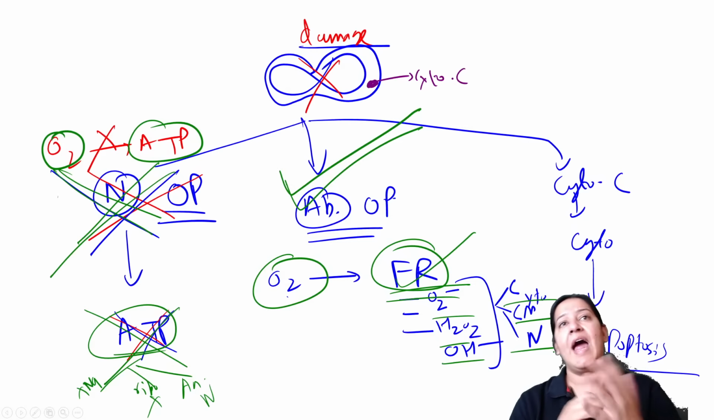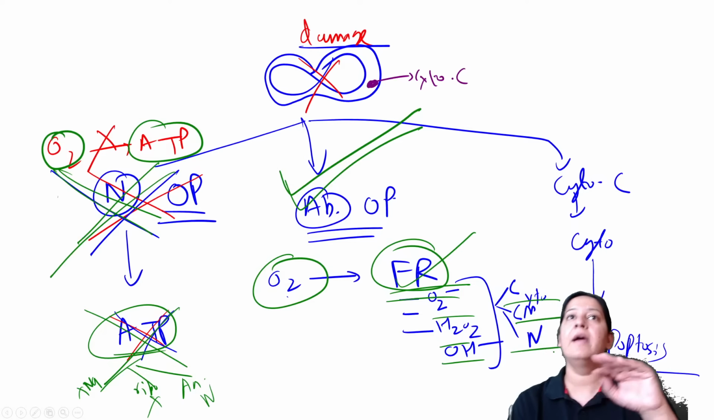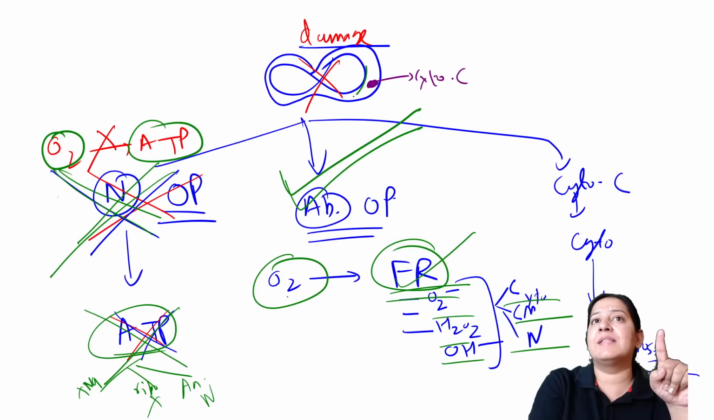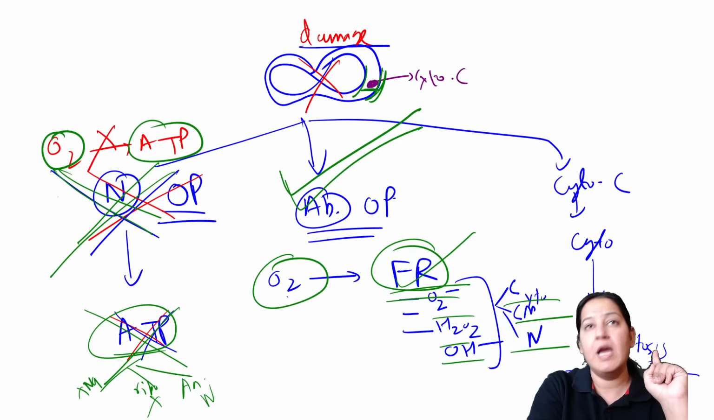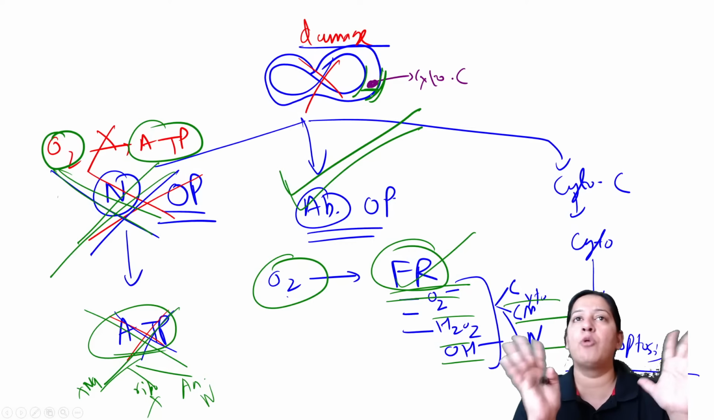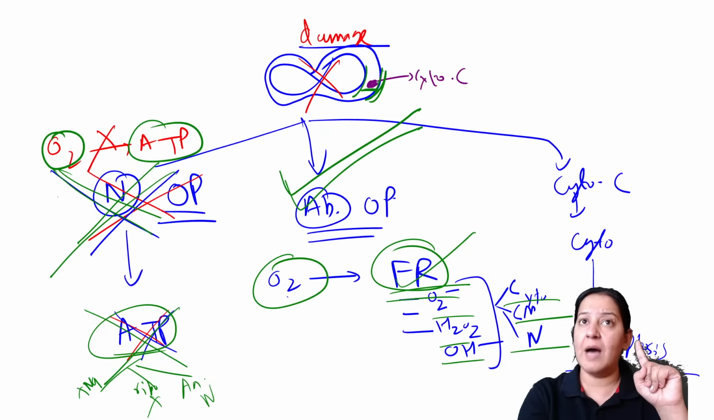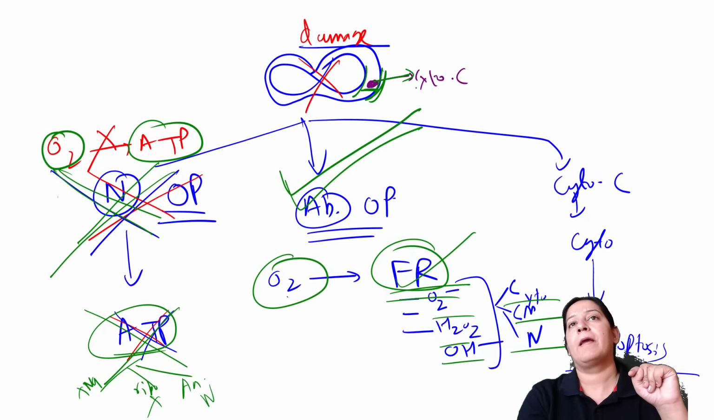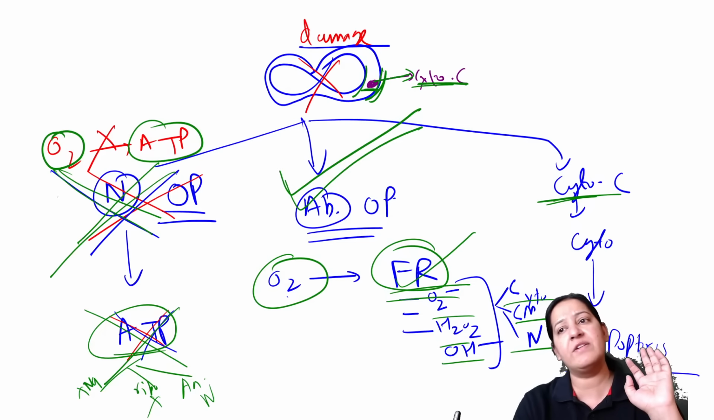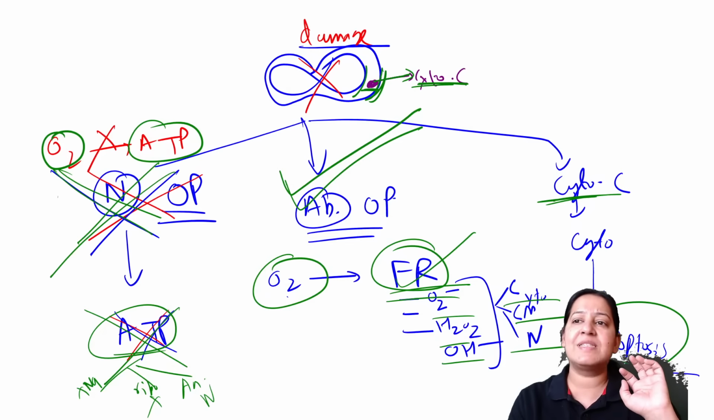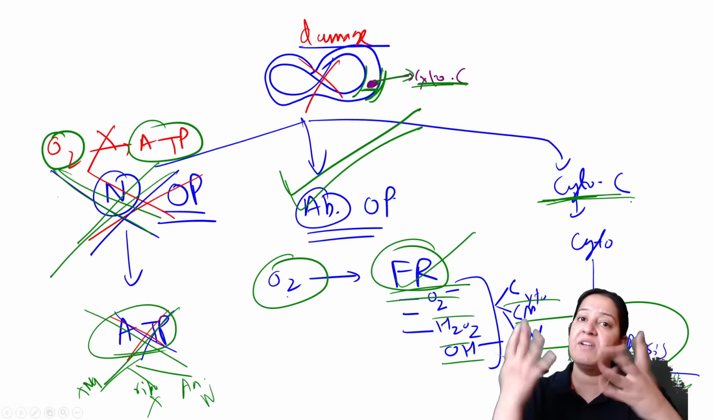Have you got it? And the third thing, between the two membranes of the mitochondria, a protein is present which is known as cytochrome C. Normally cytochrome C never comes out. If cytochrome C comes out in mitochondrial damage, it will result in apoptosis. Apoptosis is cell death. Actually, it is cell suicide. When cytochrome C comes out, the cell will commit suicide.